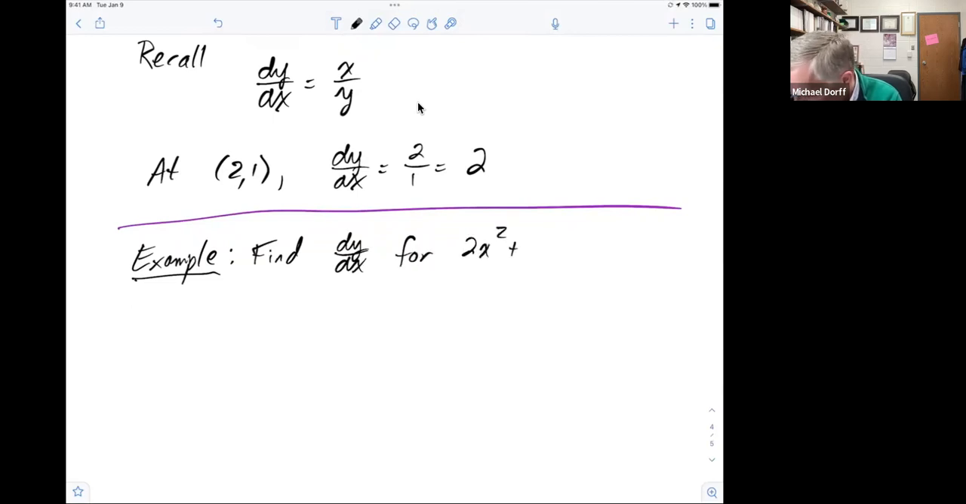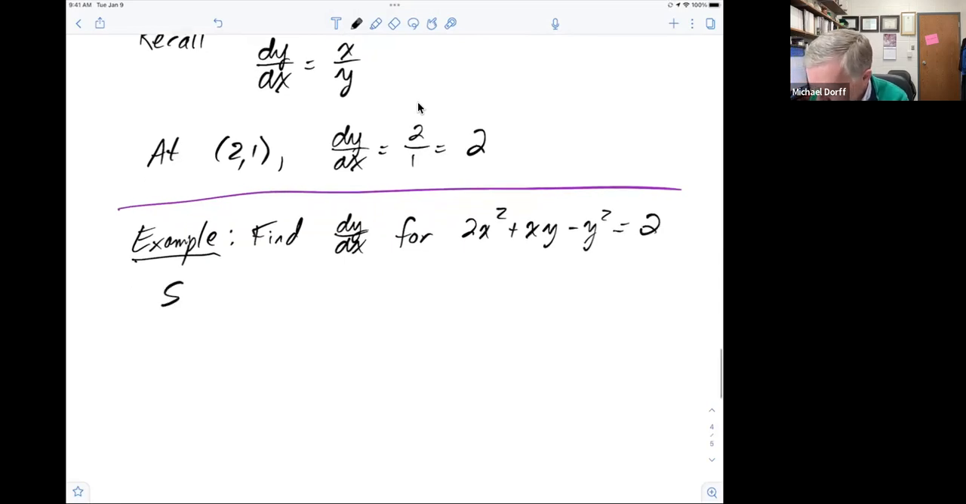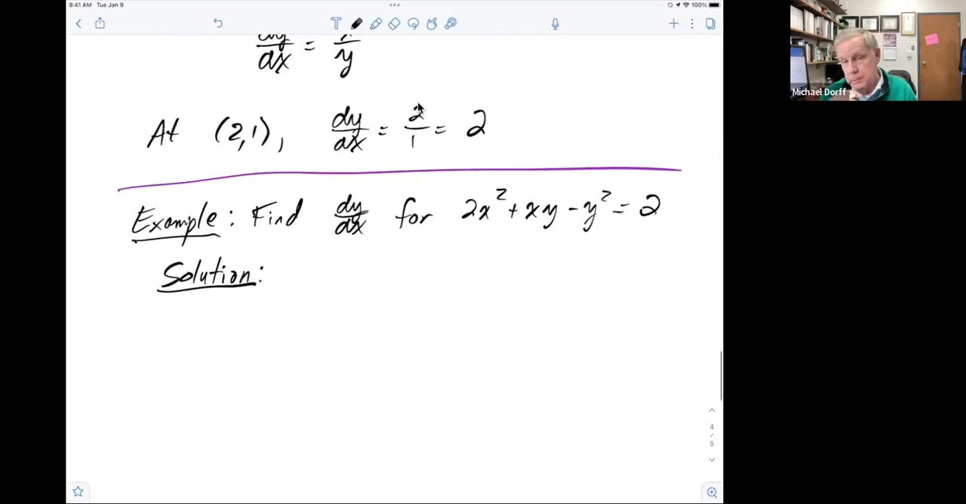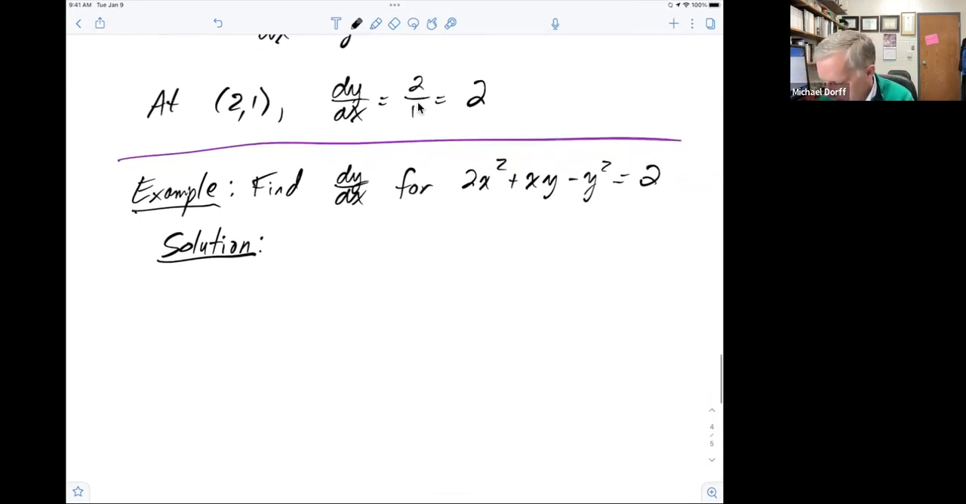2x squared plus xy minus y squared equals 2. If you're interested, the graph of this one is like a hyperbola, but it's slightly tilted because of the xy term in the middle and the 2 that's in front of the x squared. So it's a slightly tilted or rotated hyperbola, but basically that's the shape of it. We don't need to know that though to find dy/dx. All right, so what do I do?